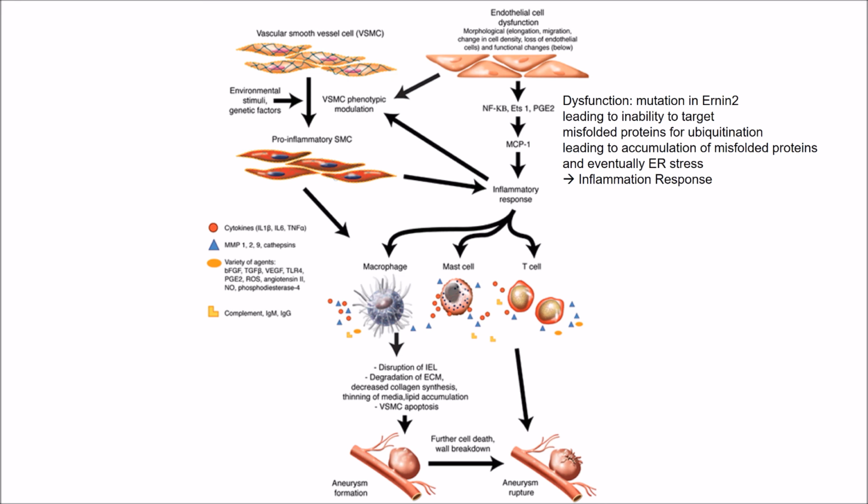This image is a summary of the three factors we have mentioned earlier. The VSMCs and endothelial cells get inflamed and deteriorate, leading to an inflammatory response, but in late lesions, when macrophages are unable to remove the apoptotic cells, this eventually leads to plaque rupture. Which brings us back to our main point again. Due to a dysfunction, a mutation in ERLIN2, leading to an inability to target misfolded proteins for ubiquitination, this causes an accumulation of misfolded proteins and eventually ER stress. Thus, an inflammatory response.